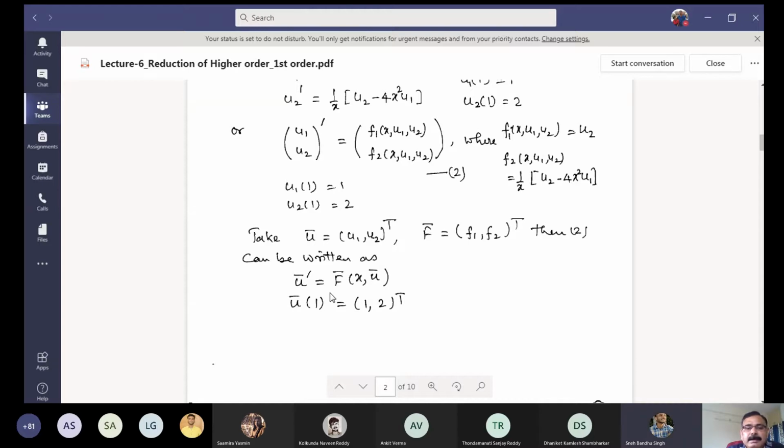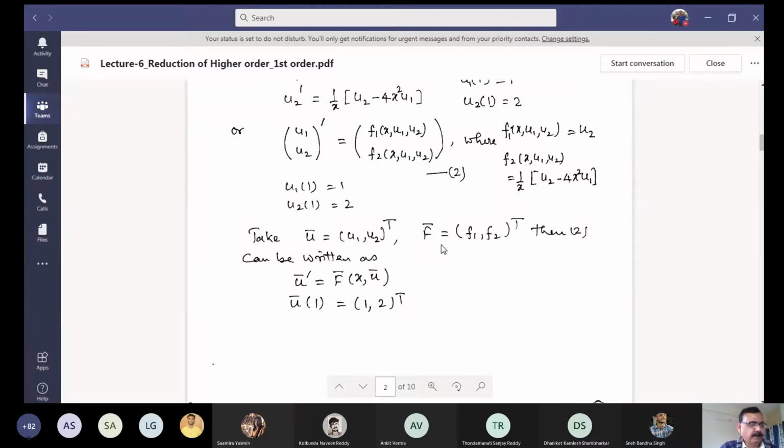This is a vector equation. What I have written here is written here. This capital F has two components, f1 and f2. And then the vector u1 equal to (1, 2) transpose, right? So any order differential equation can be reduced to a first order system of differential equations. Is that clear? Yes, sir.